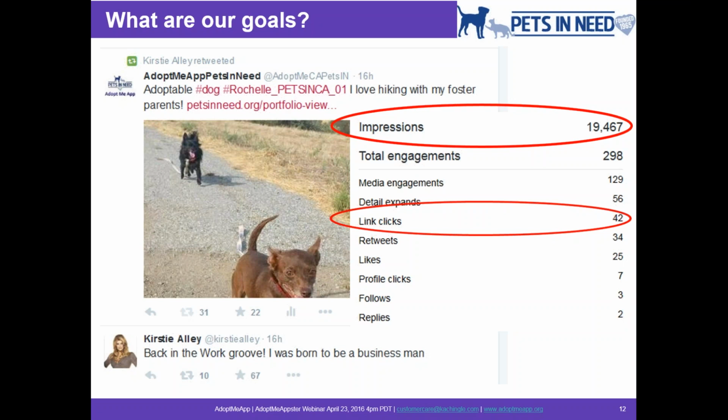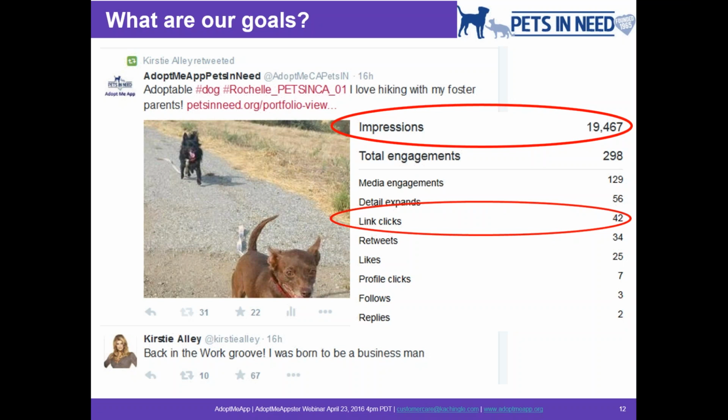So this post here, which was done by a foster person for this dog, Rochelle, who's in the bottom corner here. When you click on it, the picture is bigger, but in this screenshot, it's not. She's at the beach with her family and her fellow foster dog. And incredibly, this was retweeted by the actress Kirstie Alley, who has about 1.5 million followers. Why this post? We don't know. You can see Kirstie Alley retweeted it, and it got nearly 20,000 impressions.